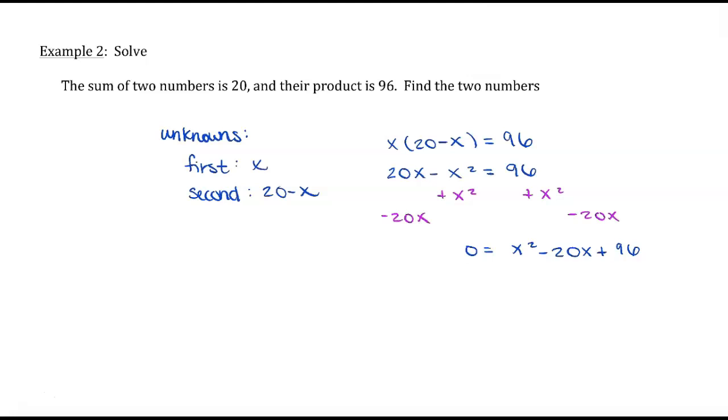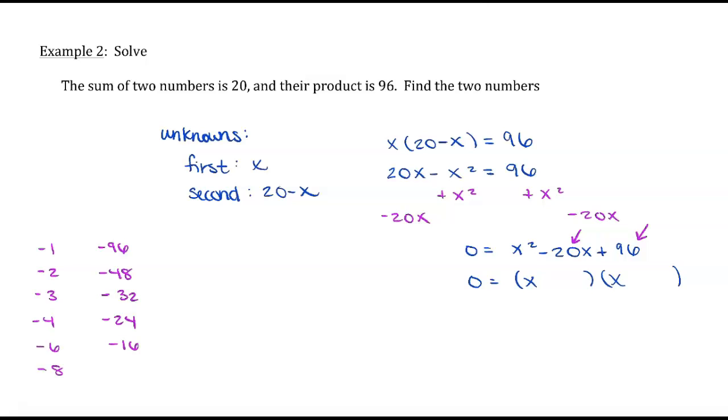Now let's see if we can factor the right side. We are looking for two numbers with a product of positive 96 and a sum of negative 20. With a positive product and a negative sum, we necessarily need two negative numbers. Let's look at negative pairs of factors of 96. There's negative 1 and negative 96, negative 2 and negative 48, negative 3 and negative 32, negative 4 and negative 24, negative 6 and negative 16, negative 8 and negative 12. And I'll stop there because I found a pair of factors that have a sum of negative 20, negative 8 and negative 12. So the binomial factors in this case are x minus 8 and x minus 12.